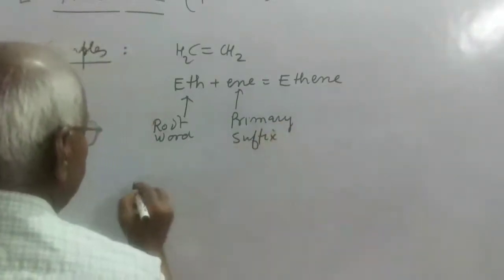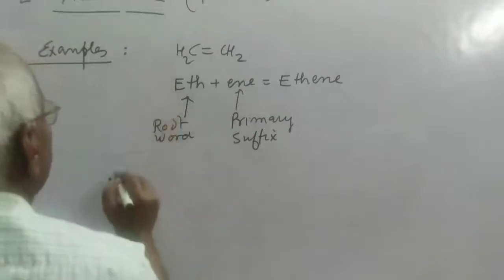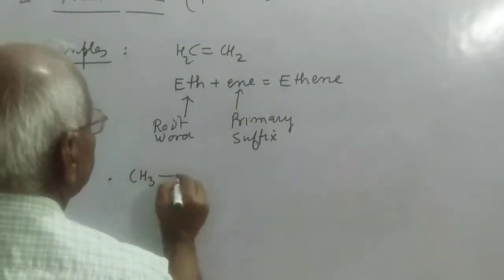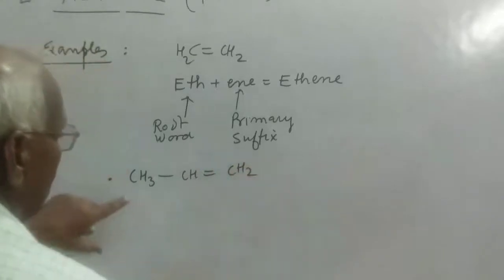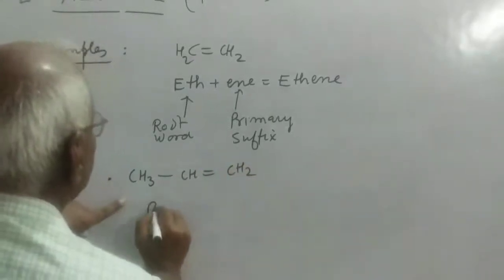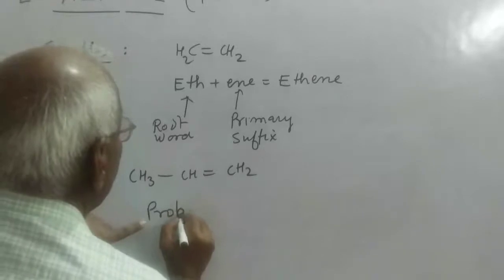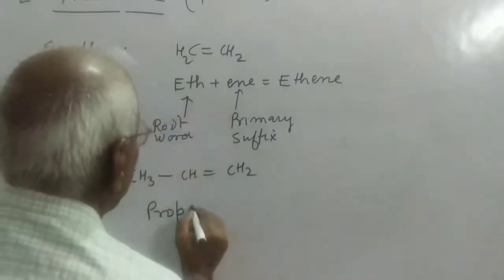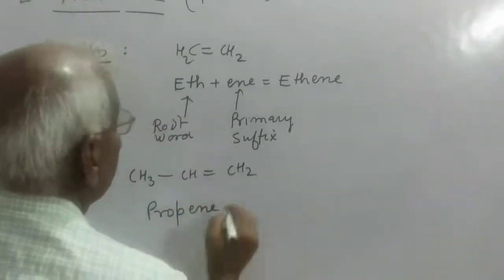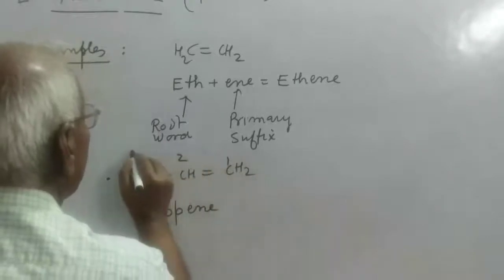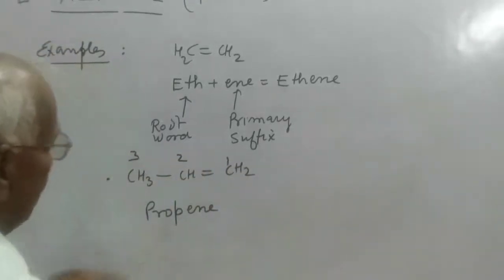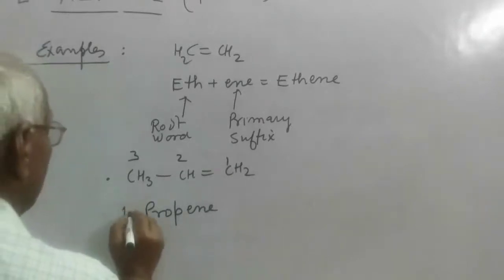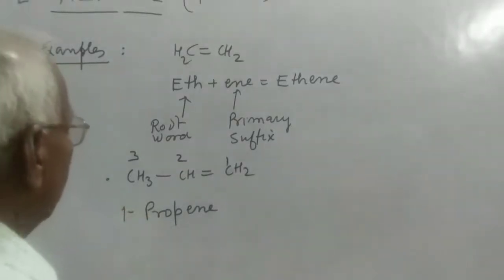Go ahead. If it is one more carbon, the root word will be prop. Primary suffix is -ene, so it is propene. It is allotted number 1, 2, 3. So I can say 1-propene or may not say 1-propene. Just the word propene is sufficient for this.